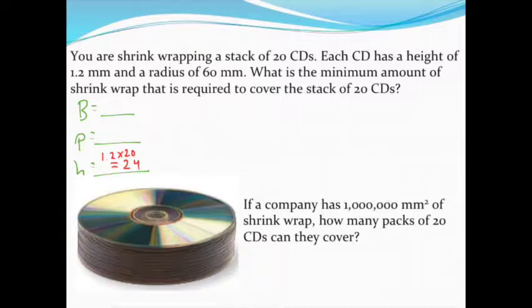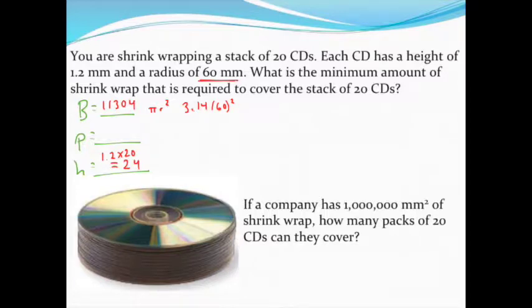So our area of the base formula is going to be pi r squared, since our base is a circle. So getting an approximate answer, I'm going to do 3.14 times a radius they've told me is 60 for the CD, 60 millimeters. So 3.14 times 60 squared. That gets me a base area of about 11,304. Sorry, just checking my notes. So 11,304.